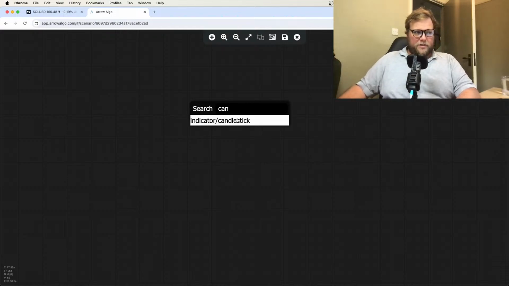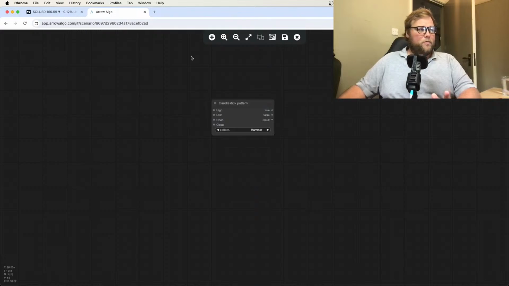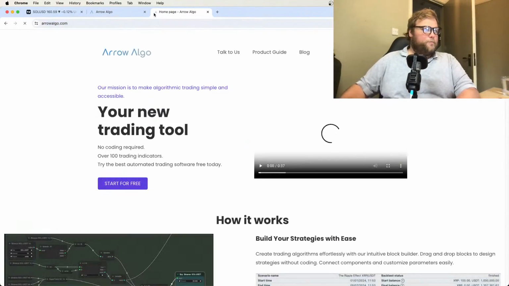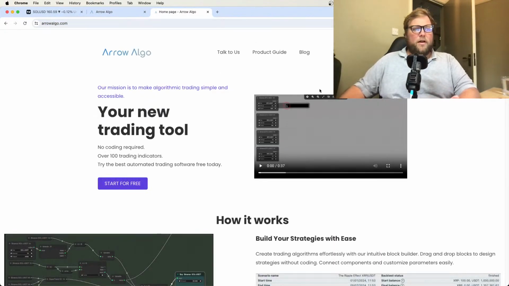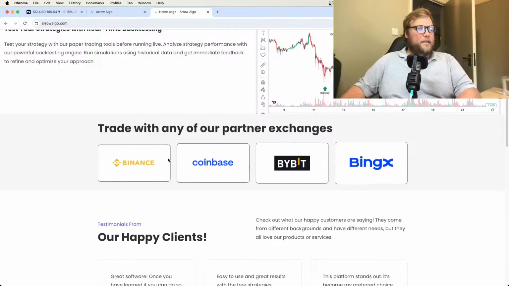We know that we're looking for candlestick patterns. Obviously we're using Arrow Algo. Arrow Algo is a free algorithmic trading software. You can build, backtest and run any automated trading strategy you wish for free. You can link it up to your account. It sends buy-sell signals to your exchange, and at the moment they're currently connected to 4 different exchanges: Binance, Coinbase, Bybit and BingX.